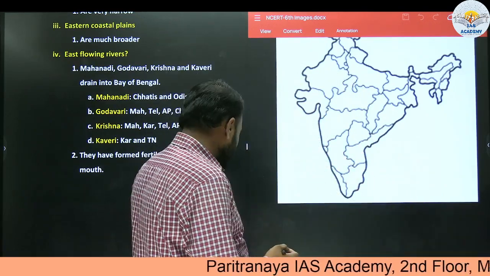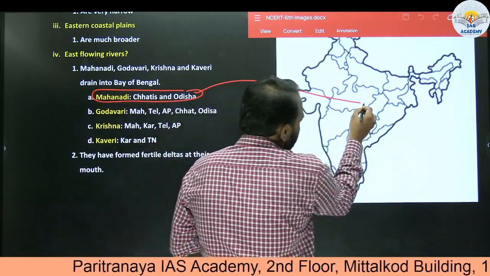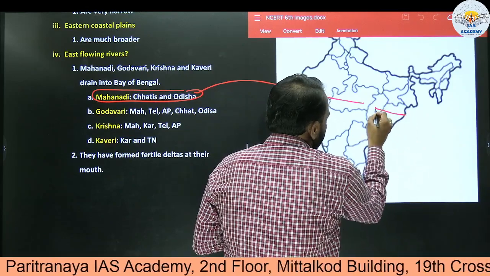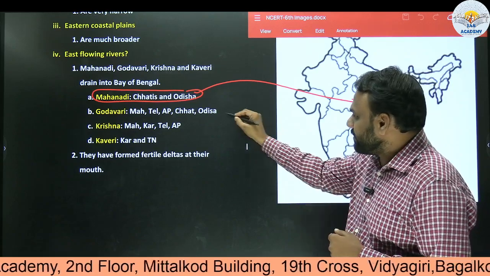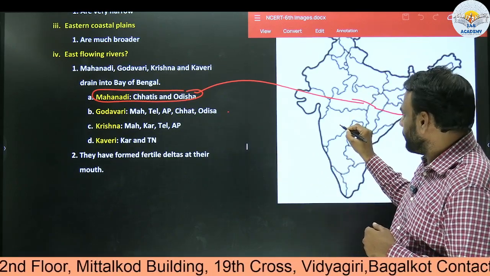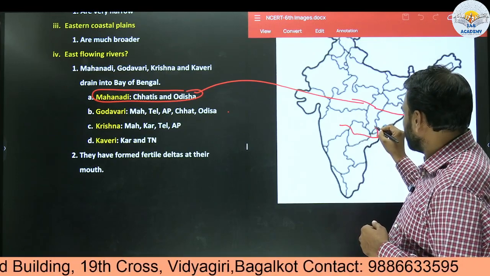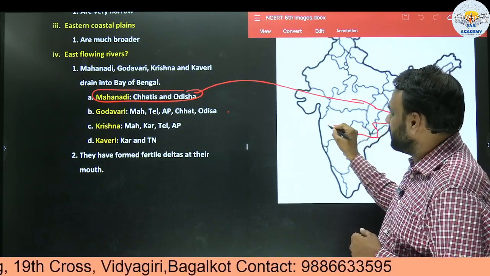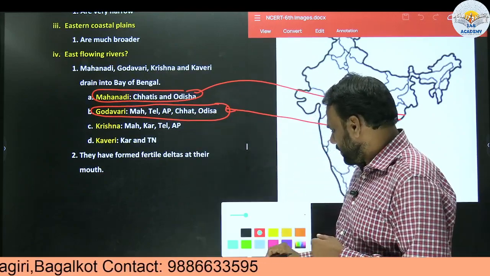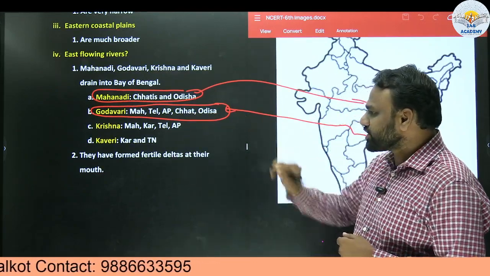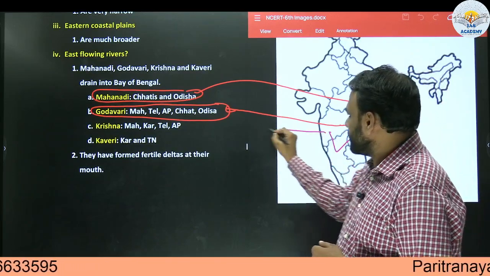Mahanadi passes through Chhattisgarh and Odisha. So this is Mahanadi. Next, when it comes to Godavari, it is Maharashtra, Telangana, Andhra Pradesh, Chhattisgarh, and Odisha. This is the Godavari River. Next, Krishna: Maharashtra, Karnataka, Telangana, Andhra Pradesh. This is the Krishna River.